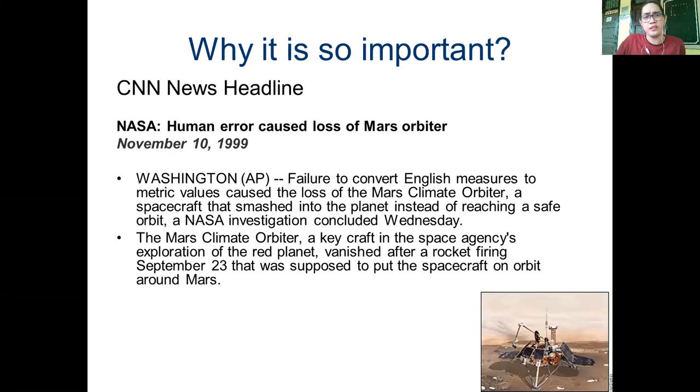CNN News headline: NASA human error caused loss of Mars orbiter, November 10, 1999. Washington, AP: Failure to convert English measures to metric values caused the loss of the Mars Climate Orbiter, a spacecraft that smashed into the planet instead of reaching a safe orbit, a NASA investigation concluded Wednesday. The Mars Climate Orbiter, a key craft in the space agency's exploration of the red planet, vanished after a rocket firing September 23 that was supposed to put the spacecraft into orbit around Mars.